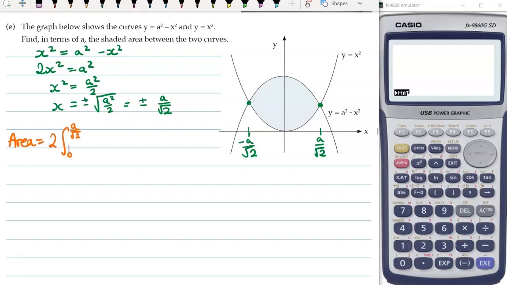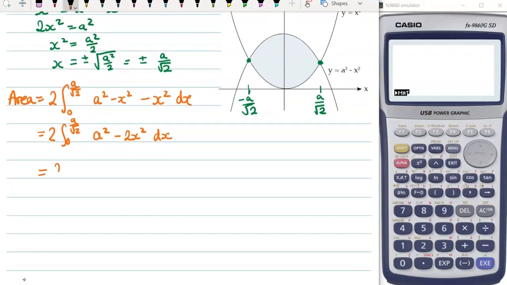Okay, now the area that we're doing is the top curve, which is a squared minus x squared, take away the bottom curve, which is our x squared. So tidying that up, we get a squared minus 2x squared dx. Remembering that a squared is just a constant. So if we integrate that now, we get a squared x. The x term we increase by 1, we divide by the new power, and we're putting in our limits of 0 and a over root 2.